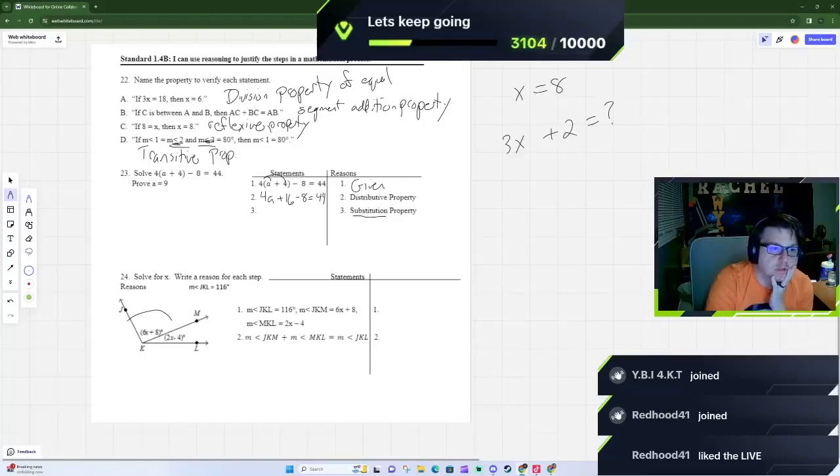Now, they tell you you're going to use the substitution property. So A equals 9, which means I'm going to substitute 9 in for that A.